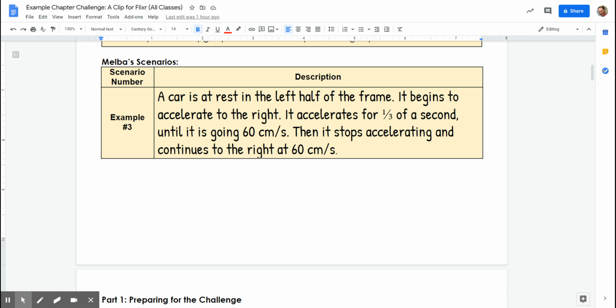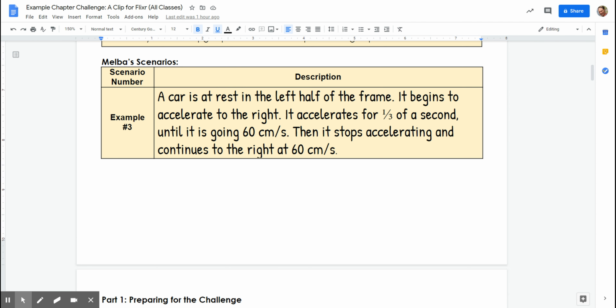So this first one starts out, it says the car is at rest to begin with, on the left-hand side of the frame. At rest meaning it's not going anywhere. It begins to accelerate to the right, and it accelerates for 1/3 of a second until it's finally going 60 centimeters per second, and then it stops accelerating, and it continues to the right at 60 centimeters per second.